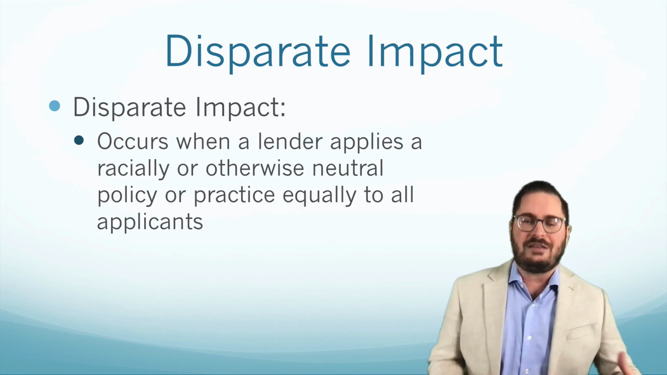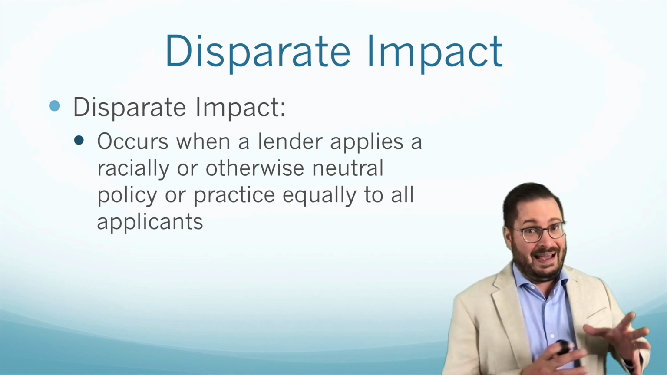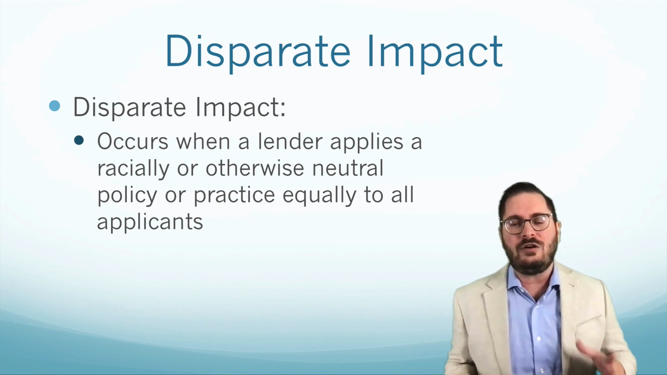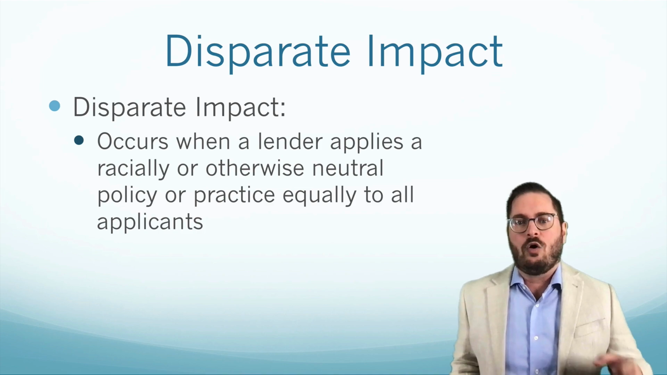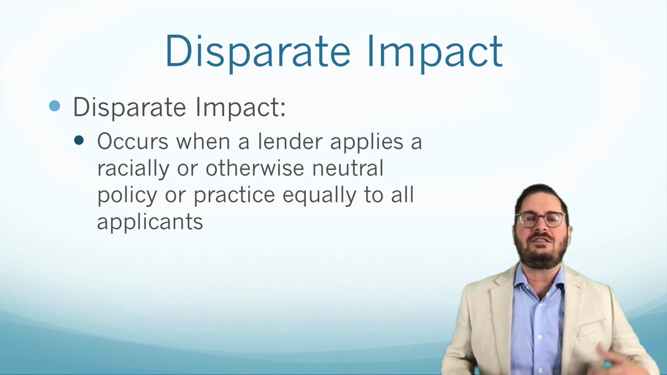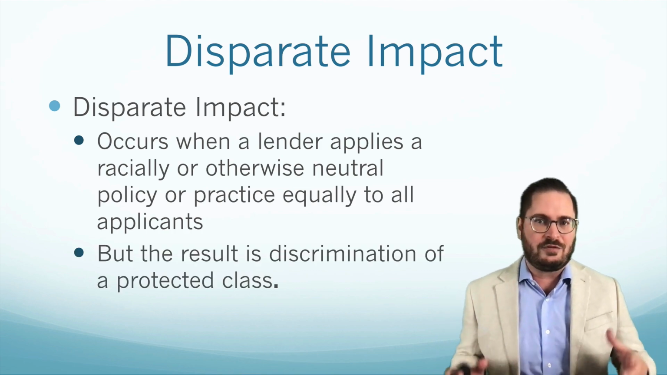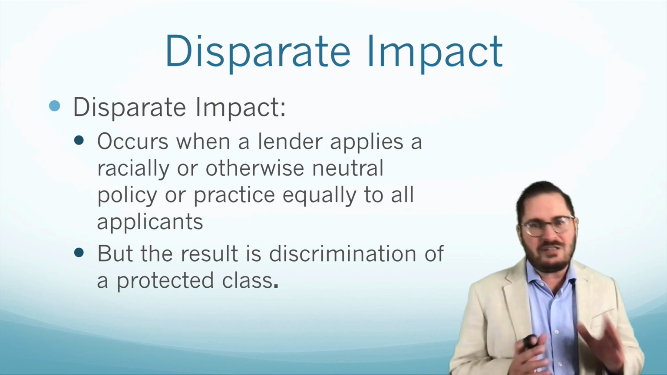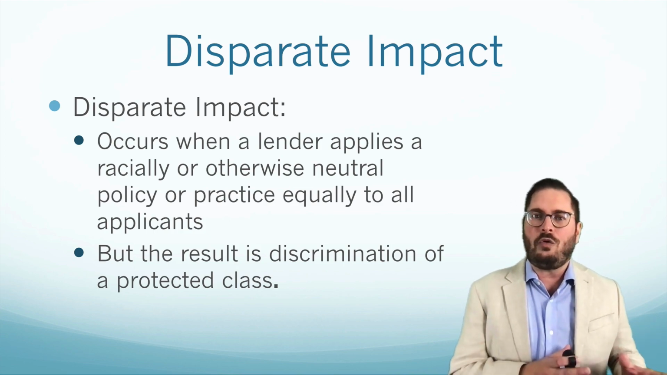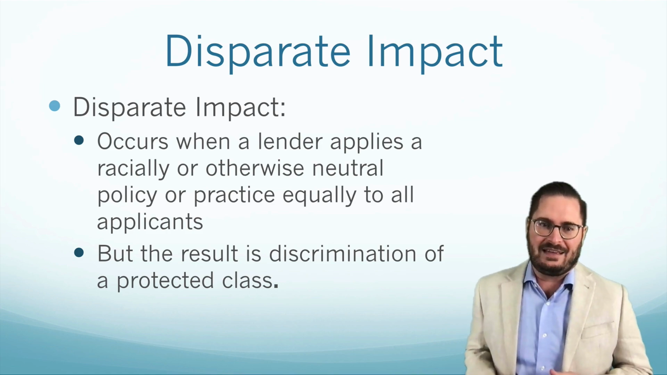So what is disparate impact? Well, it occurs when a lender, and this could be an actual loan officer or a bank as a lender, applies a racially or otherwise neutral policy or practice equally to all applicants, but the result is discrimination of a protected class. So you have a policy or procedure that seems to be fair, seems to be fine, but the result is that it disproportionately hurts a protected class.